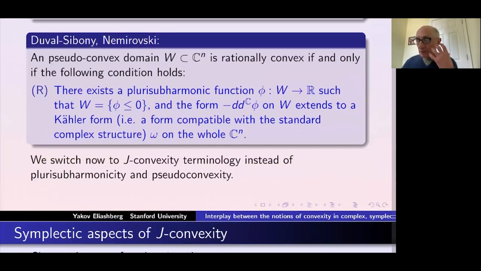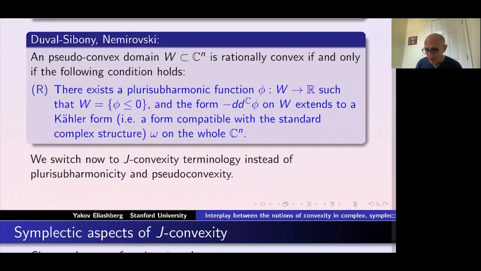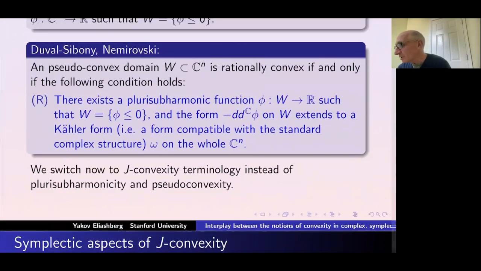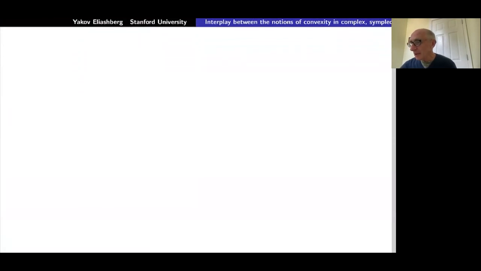Okay, so as Kai already explained in his talk, I think the really crucial issue here is that this geometric notion of pseudo-convexity or J-convexity is tightly related to some notion of convexity in symplectic and contact geometry.